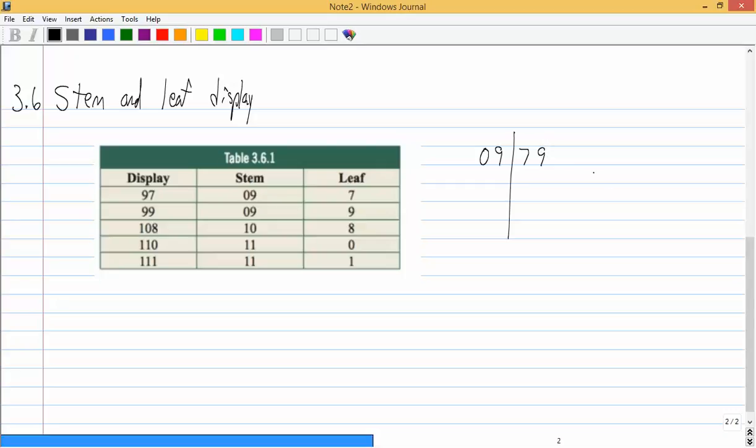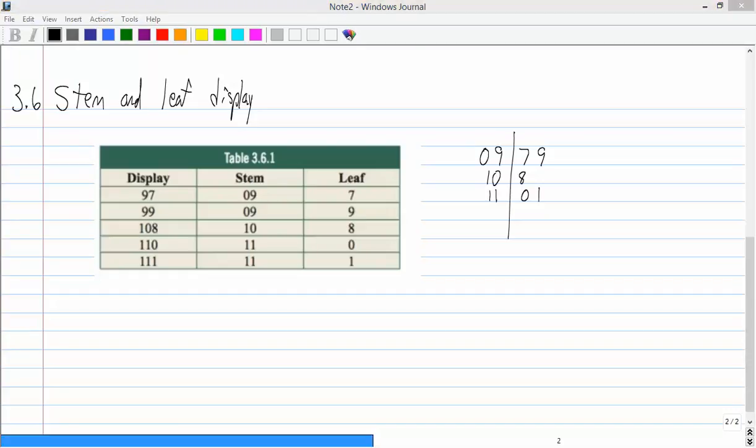Okay? And then our other stem was 10. We only had one number that went with 10, and that was the 8. So that's 108. And then the stem is 11. The leaf is 0 and 1, so that's 110 and 111. So you can see that it's just a shorthand way of writing a set of data.